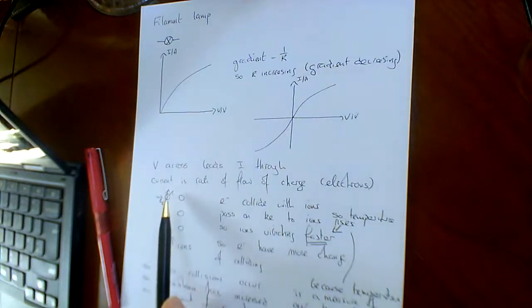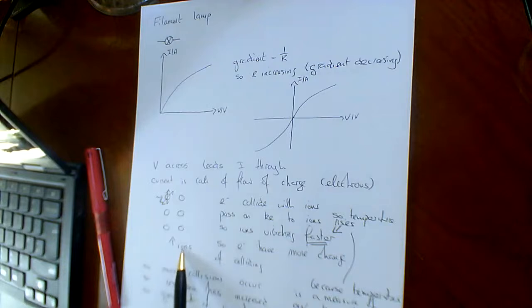They bump into my ions, note ions, not atoms. In doing so, they pass on kinetic energy to those ions, which means the ions vibrate faster, which means the temperature rises because the temperature is a measure of the average kinetic energy of those molecules. Because they're vibrating faster, the electrons have more chance of colliding with them, so more collisions occur, so the resistance is increased, so the gradient of the graph decreases because the gradient is 1 over the resistance.